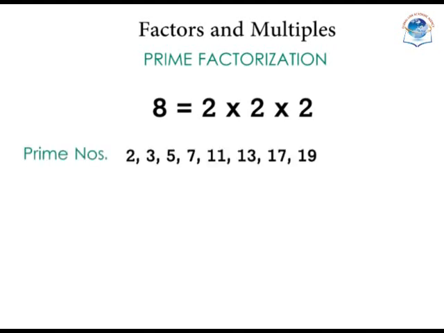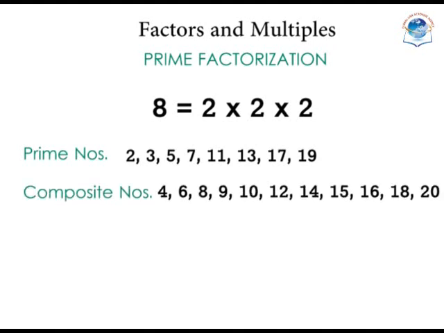Here's a list of prime numbers between 1 and 20. 1 is not usually considered a prime number for some technical reasons. All the other numbers that are not prime numbers are called composite numbers. When we express composite numbers as products of their prime factors, we call it prime factorization.